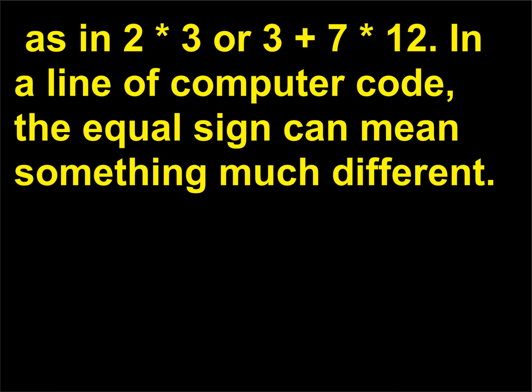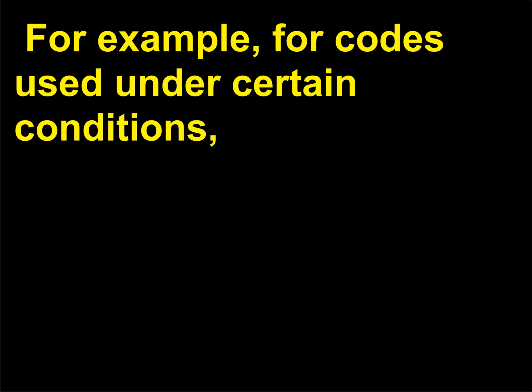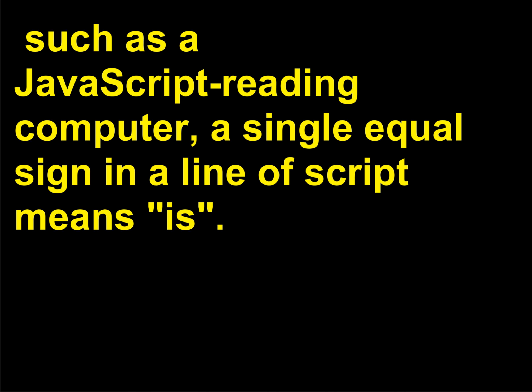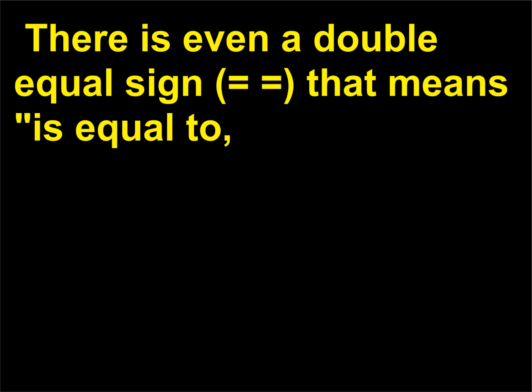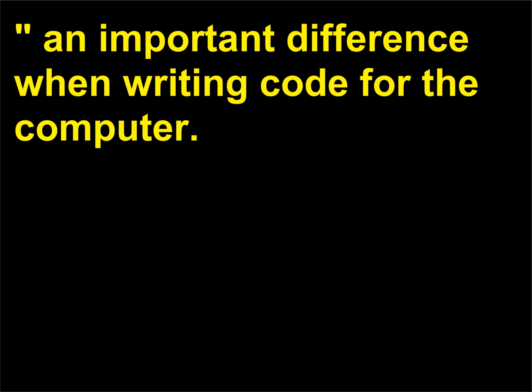In a line of computer code, the equal sign can mean something much different. For example, for codes used under certain conditions, such as a JavaScript reading computer, a single equal sign in a line of script means "is." There is even a double equal sign, ==, that means "is equal to." An important difference when writing code for the computer.